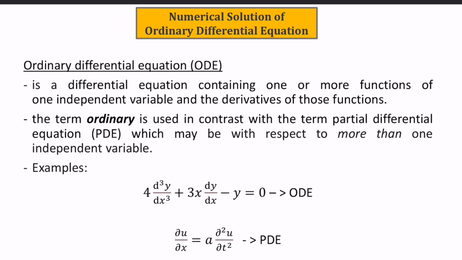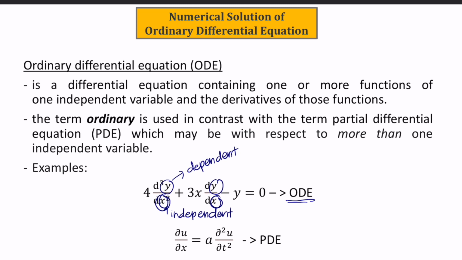For the first example, we have 4 d cubed y over dx cubed plus dy/dx minus y equal to 0. So you can see here, we differentiate y to x. Here, y to x also. So y is the dependent variable, because y depends on x and x is the independent variable. Okay, for ODE, we have only one independent variable, which is x.